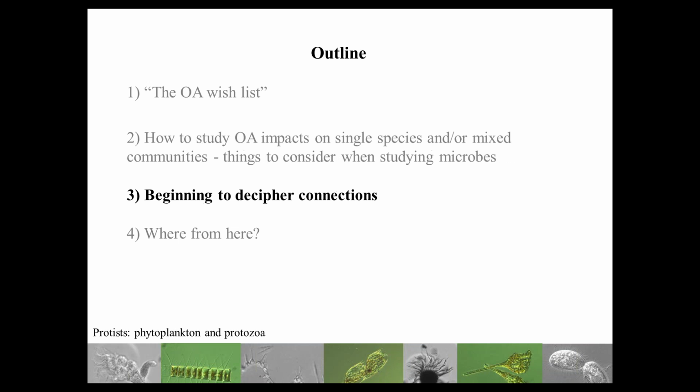Then I would like to give some examples where we're beginning to decipher connections, and those are from some lab studies with single species, also natural assemblages, and then I would like to talk very briefly about some of the mesocosm studies and what they're able to show us.